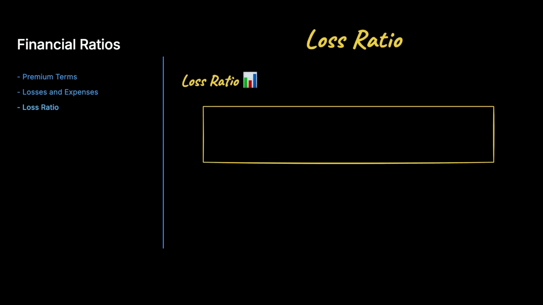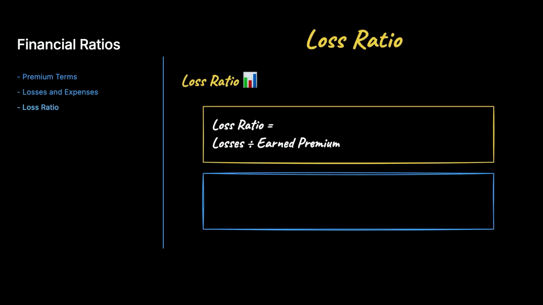The loss ratio measures the share of earned premium eaten up by incurred losses. In words, you divide incurred losses by earned premium. Imagine an insurer that paid $7 million in claims and earned $10 million in premium. That gives a loss ratio of 70%, so 70 cents of every earned dollar went to claims.